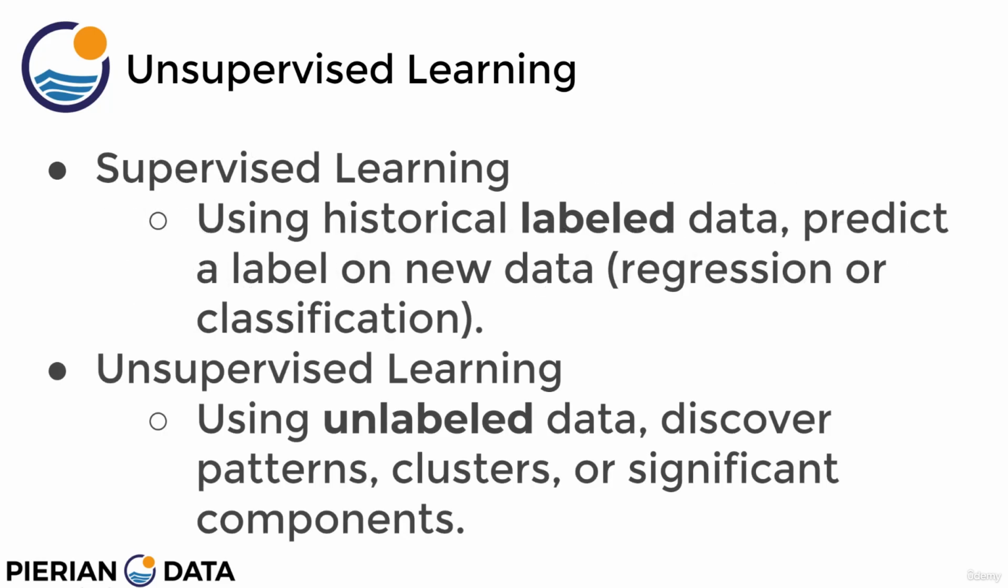So let's discuss the main differences between supervised learning and unsupervised learning. Recall that with supervised learning methods, we were using historical labeled data, and then we wanted to predict a label on new data. And that label could be something like regression, the price of a house, or it could be something like classification, classifying whether or not a tumor is benign or whether it's malignant.